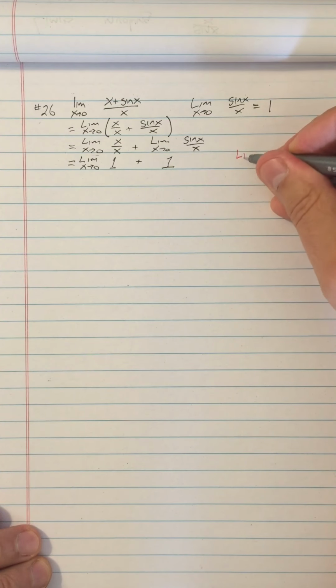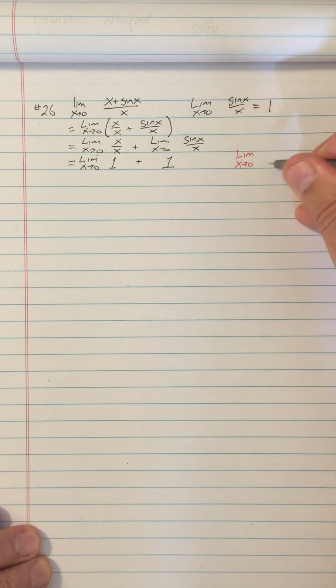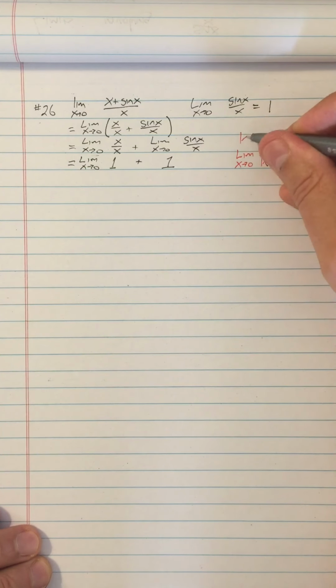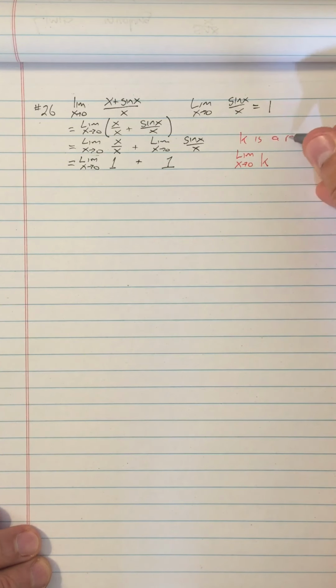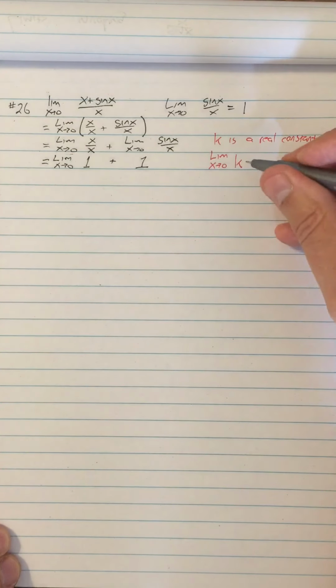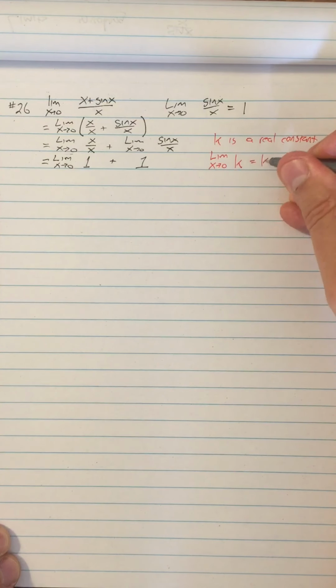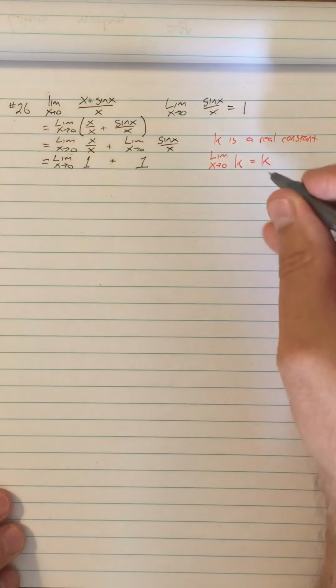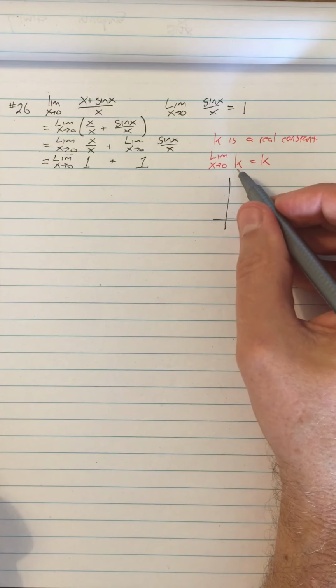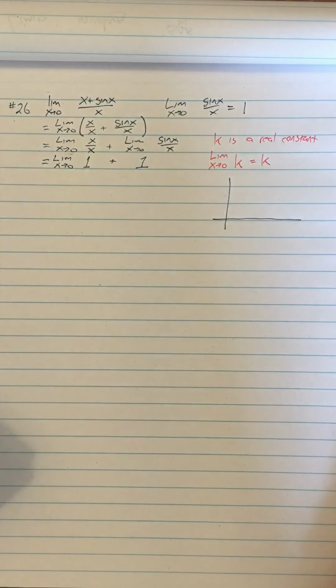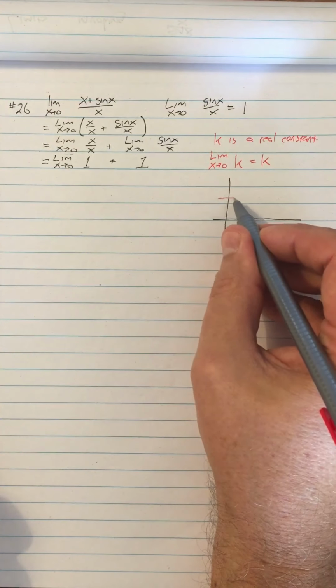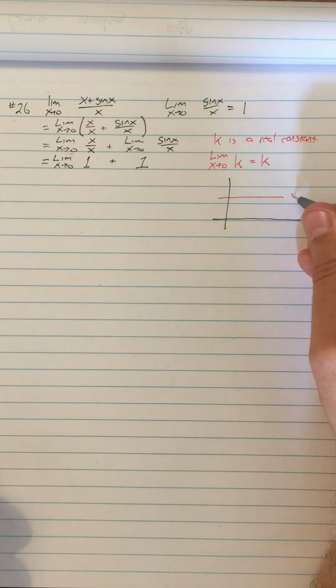But there is a property that we could list separately: the limit as x approaches 0 of k, where k is a real constant, is k. All right, and I can sort of justify that with a quick graph. What would a graph of a constant look like? Like if I have y equals a constant, what does that graph look like? Yeah, it looks like a horizontal line. So that's the graph of y equals k.